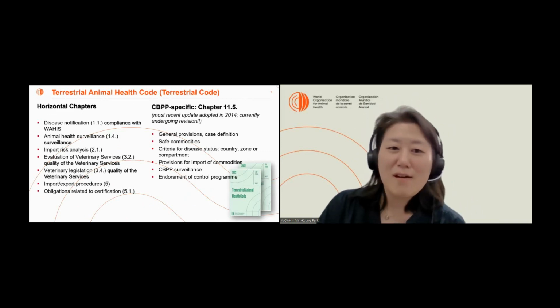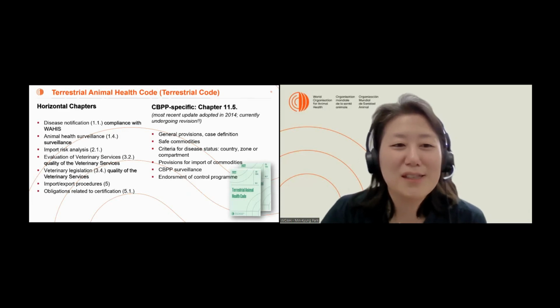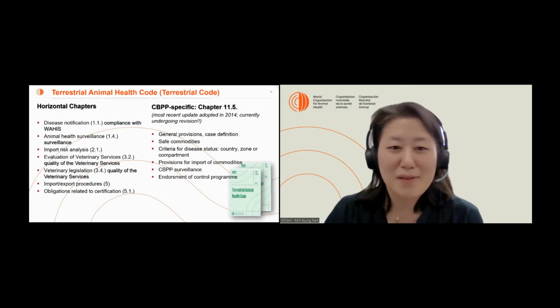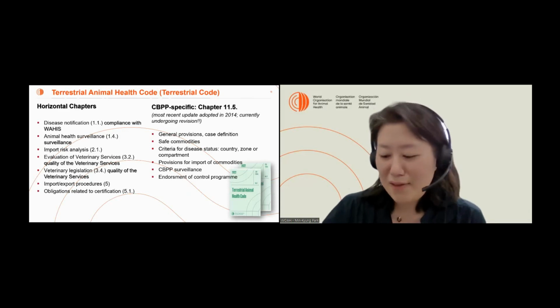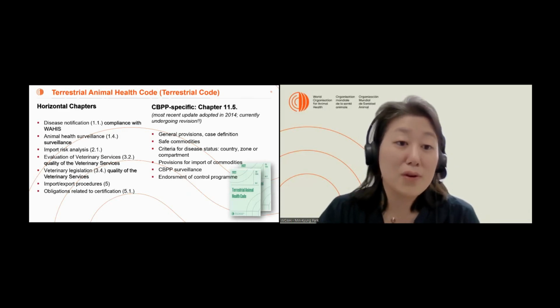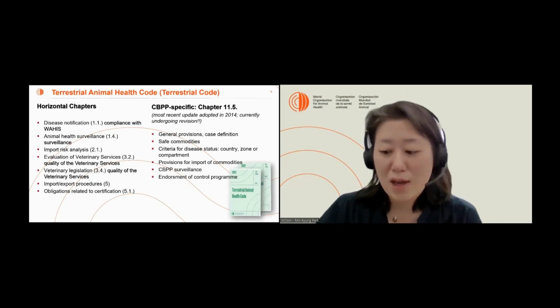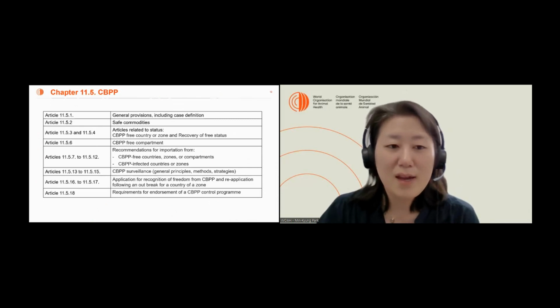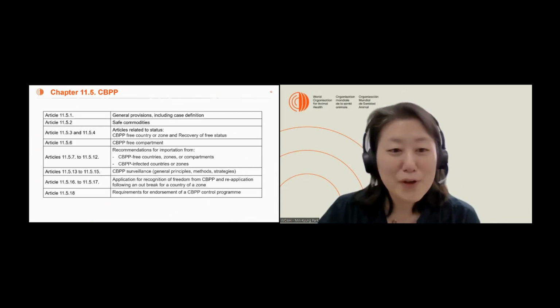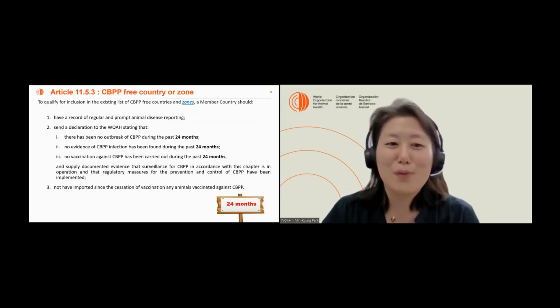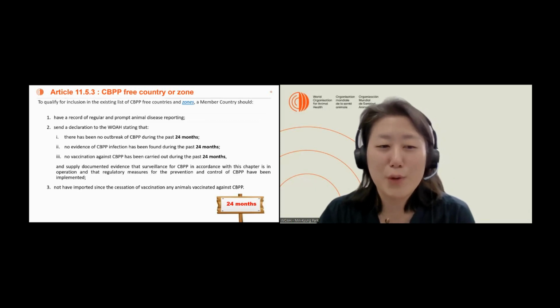So well, I won't go into much in this as it was already presented by Karim. There are horizontal chapters, and there is a specific chapter for CBPP, and this is just the outline of the structure and some important chapters under the horizontal chapters, volume 1, to be considered when a country is interested to apply for this procedure. And again, the outline of the CBPP chapter itself, as also presented by Karim. So maybe just to have a dedicated slide on the requirements for a CBPP-free country or zone.